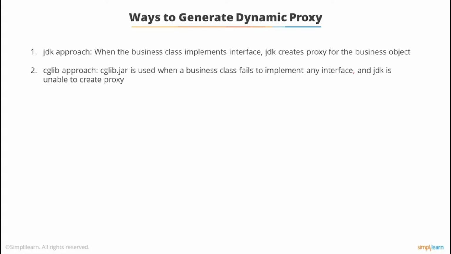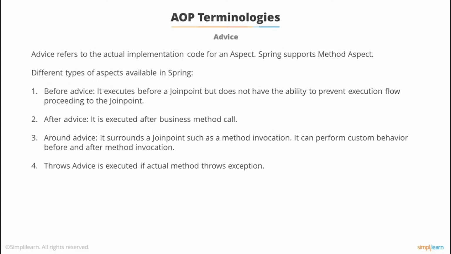Advice refers to the actual implementation code for an aspect. Spring supports method aspect, different types of aspects available in Spring. Before advice executes before a join point but does not have the ability to prevent execution flow proceeding to the join point. After advice is executed after the business method call. Around advice surrounds a join point such as a method invocation. It can perform custom behavior before and after method invocation, and throws advice is executed if the actual method throws an exception.